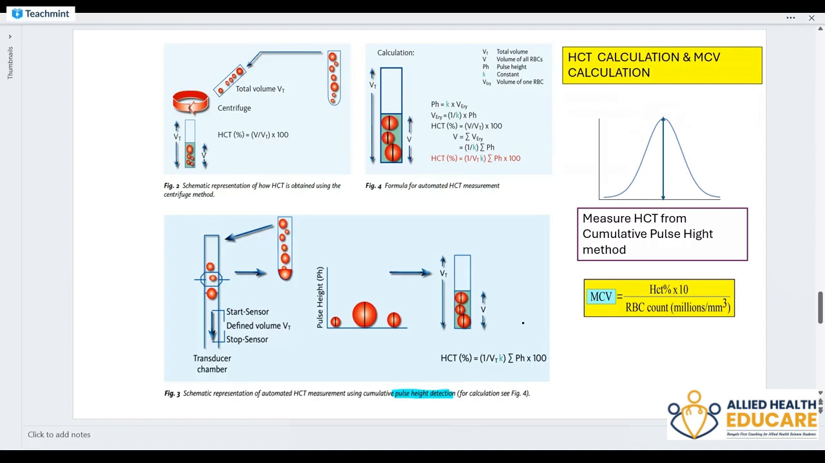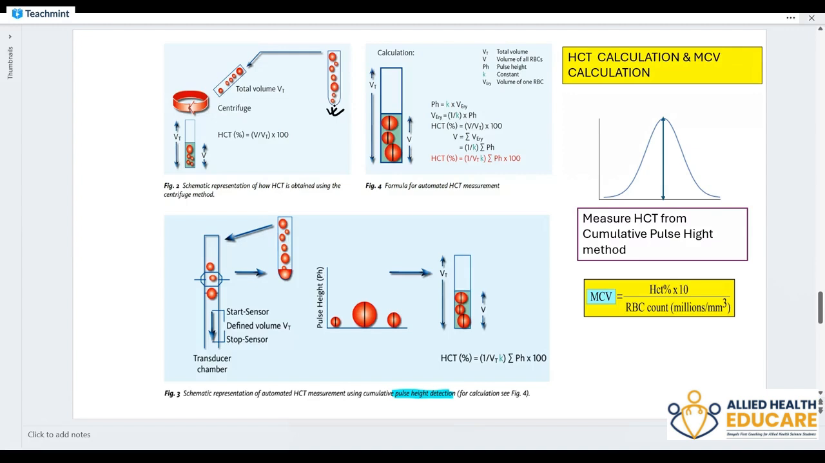In the conventional method, we use a Wintrobe tube. We put blood into the Wintrobe tube, and it is centrifuged at 3000 rpm for 20 to 25 minutes. After that, the packed cell RBC is calculated: how much percentage of packed RBC cells is there?